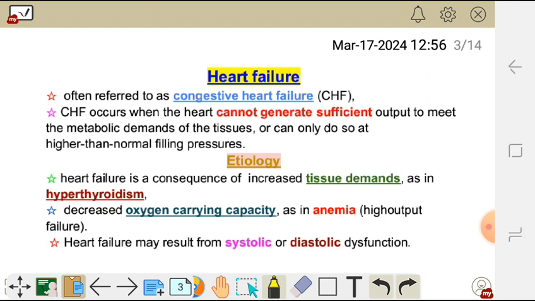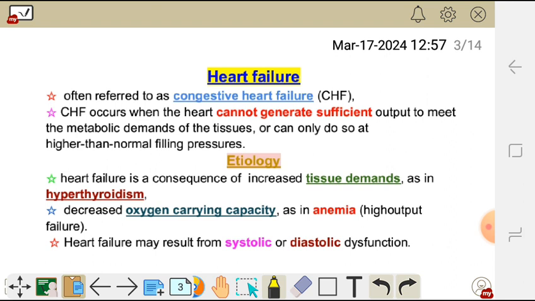Apart from that, we have decreased oxygen carrying capacity, as in anemia. If we have less oxygen carrying capacity, the blood which will be pumped to the tissues will have less oxygen. So the heart will be triggered as well to pump more blood so that the tissues receive more oxygen, and that will cause heart failure.